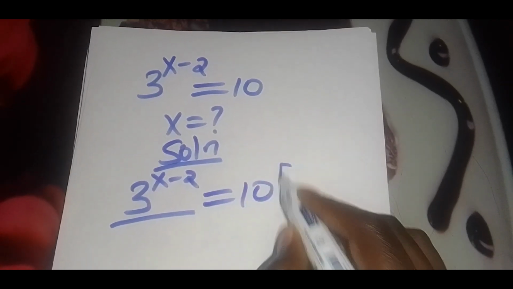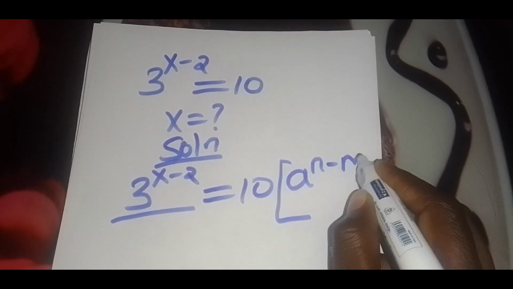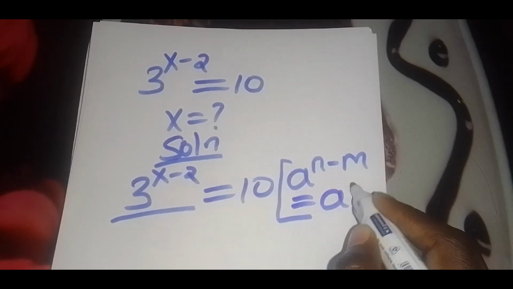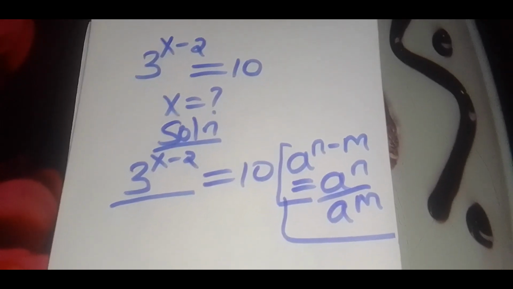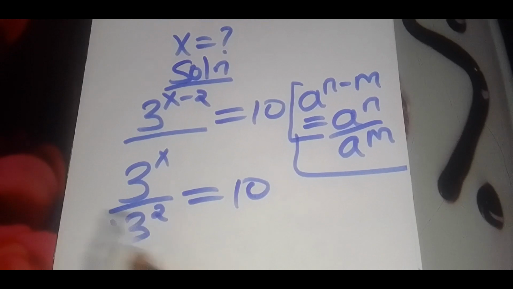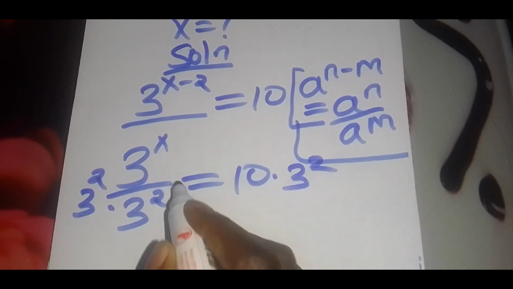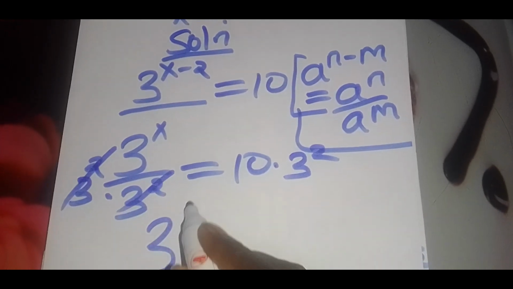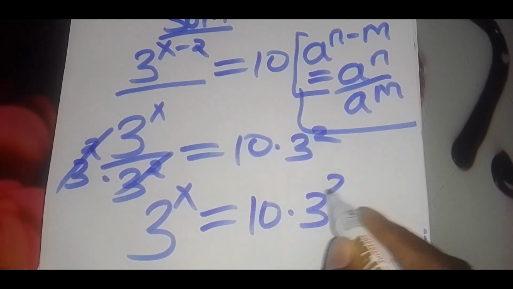Okay, so if you have a raised to power n minus m, this can be expressed as a raised to power n divided by a raised to power m. So that now you're going to have 3 raised to power x divided by 3 raised to power 2. This is equal to 10. Okay, so you multiply both sides by 3 raised to power 2, so that you have 3 raised to power x is equal to 10 multiplied by 3 raised to power 2.